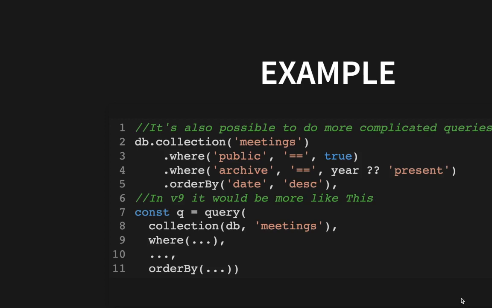So then in version 9, you would just do it like this. You'd have your query, collection, do it where this, where that, order by this. You would just do it in commas in a query.